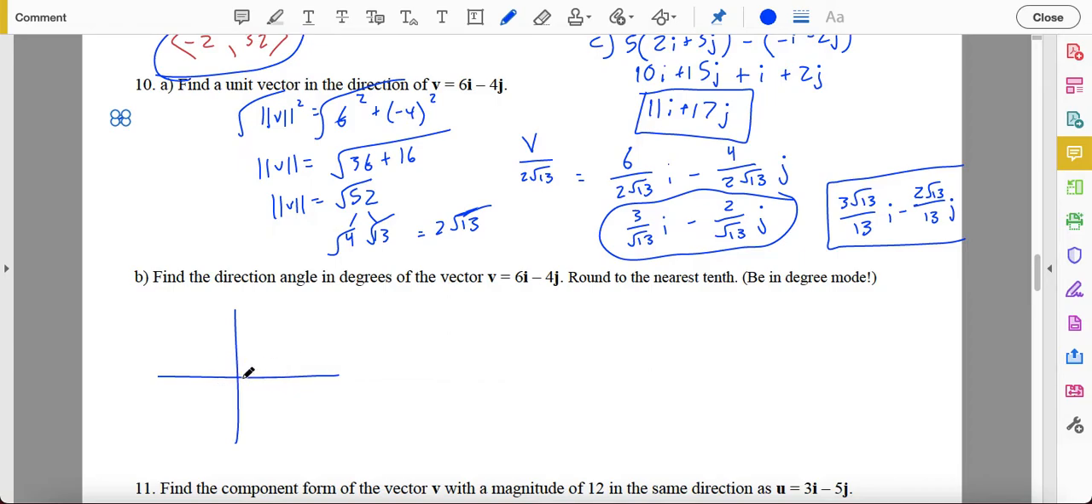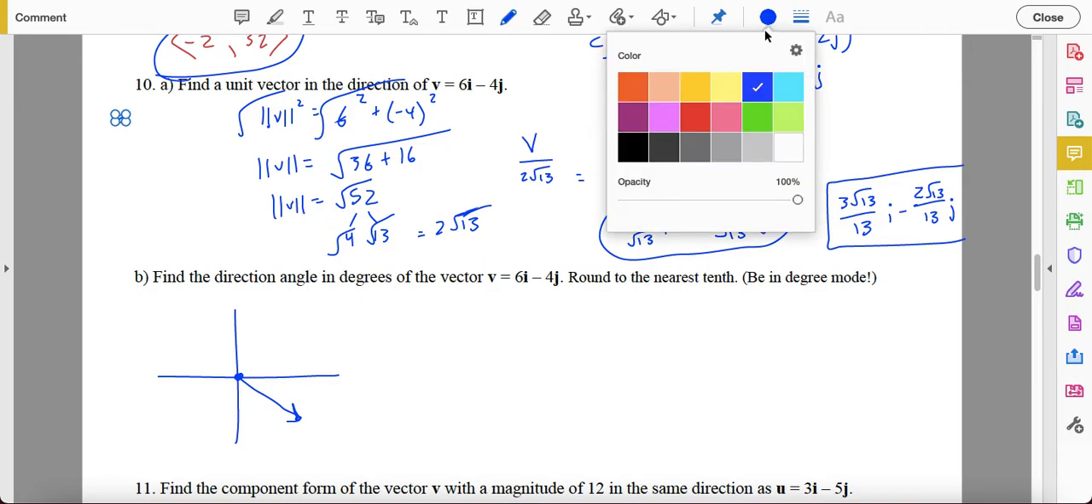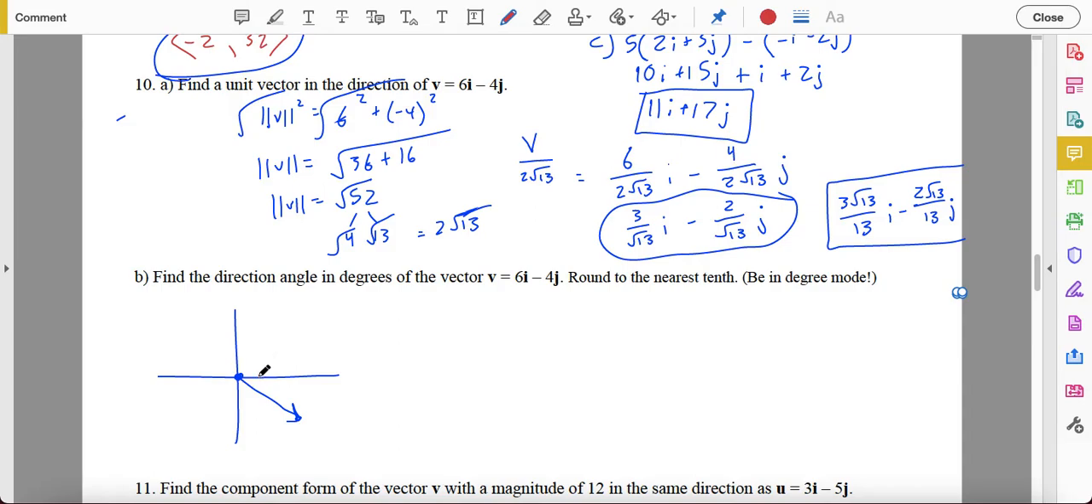So 6i minus 4j, notice how if I plotted that in component form with the initial point at 0, 0, 6 to the right and 4 down would be about right there. So that would be our vector. So therefore, our angle, our direction angle, is this angle. That's the direction angle we're looking for, the one in red. So we have to figure out what that angle is.